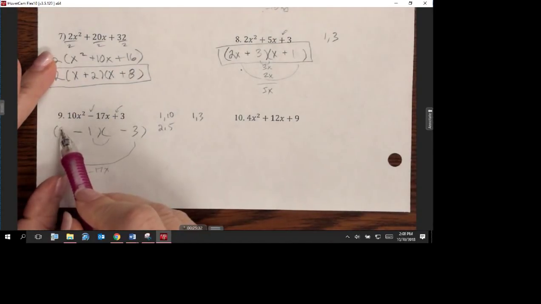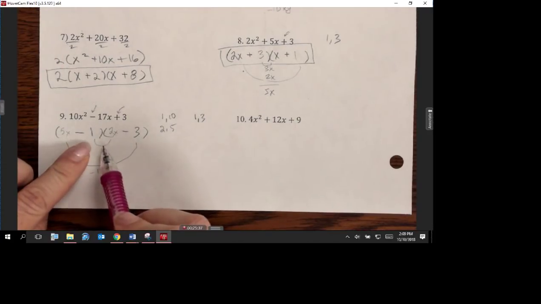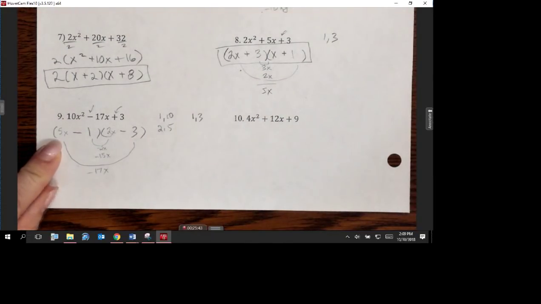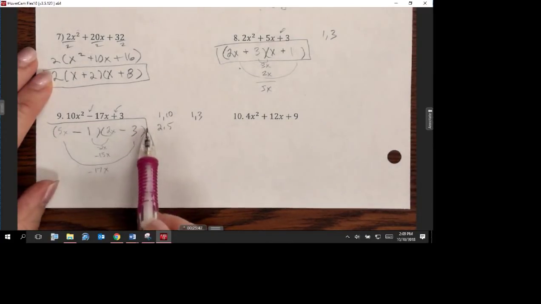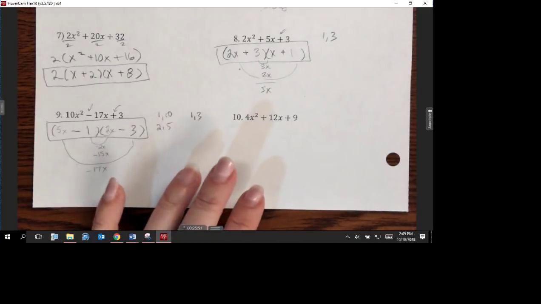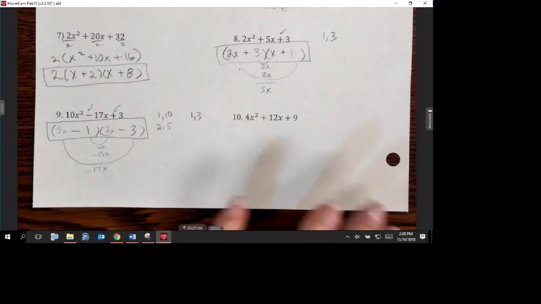What if I did 5x, then 2x? That will be a minus 2x in the middle. That'll be a minus 15x. Does that add up to be negative 17x? All right. Now, if you had chosen 1 and 10, you might have some more checking to do. So you might choose the one that fits right away, or you might have more work with the checking part.